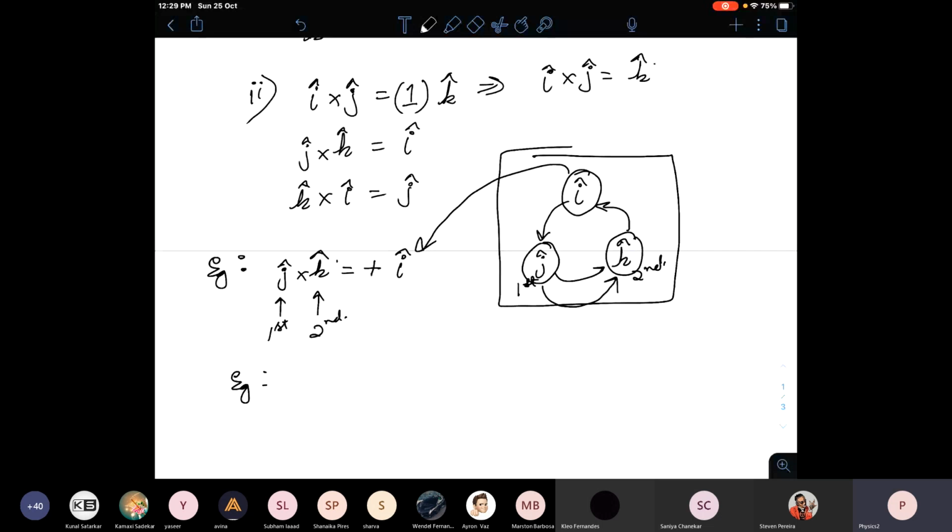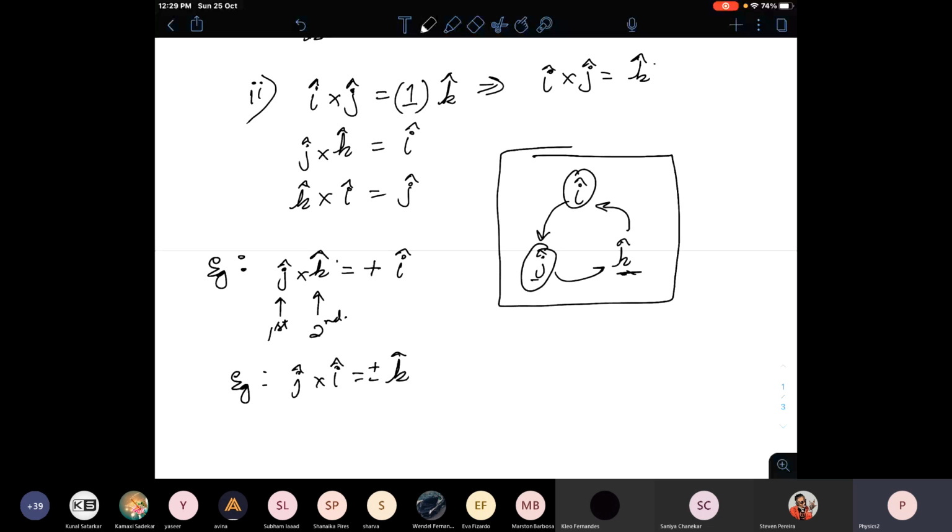Acha. So now let's go for another example. This is done. Now let's go for J cap cross I cap. Suppose somebody has written the formula. What is the value of J cap cross I cap? The final result will be the third vector. J cap is there, I cap is there. The third vector left is K cap. So K cap will be the answer, but plus or minus you have to decide.